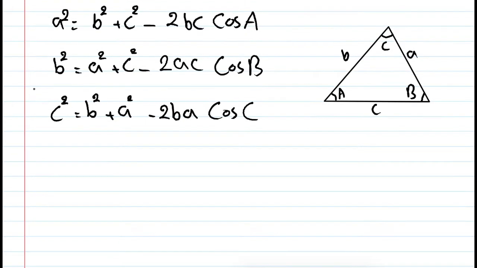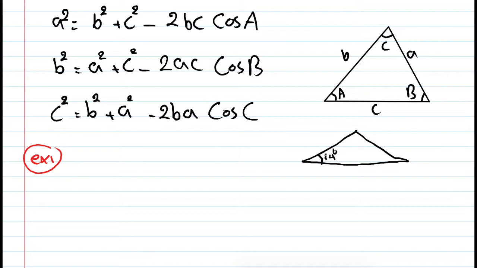Example 1, let's have this in front of us. Suppose I have this triangle. This angle right here is 14 degrees. This side right here, I'll call it B, equals 5. And this side right here, I'll call it C, equals 10. And this is A.